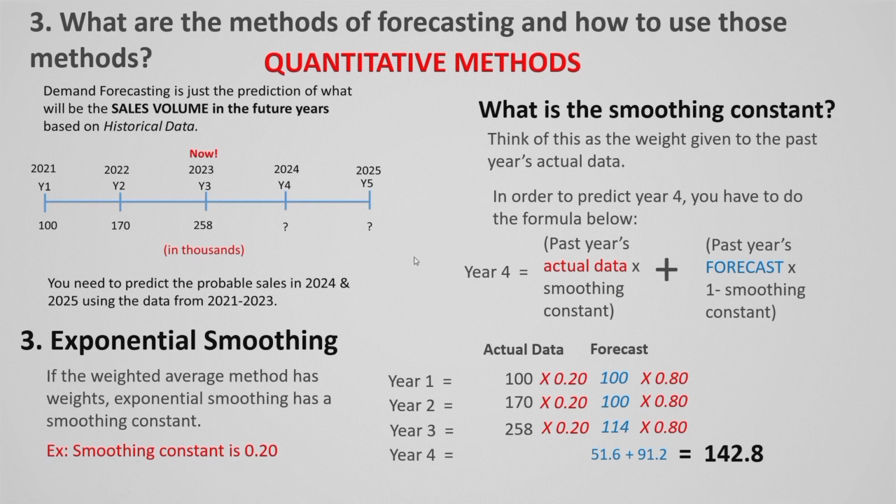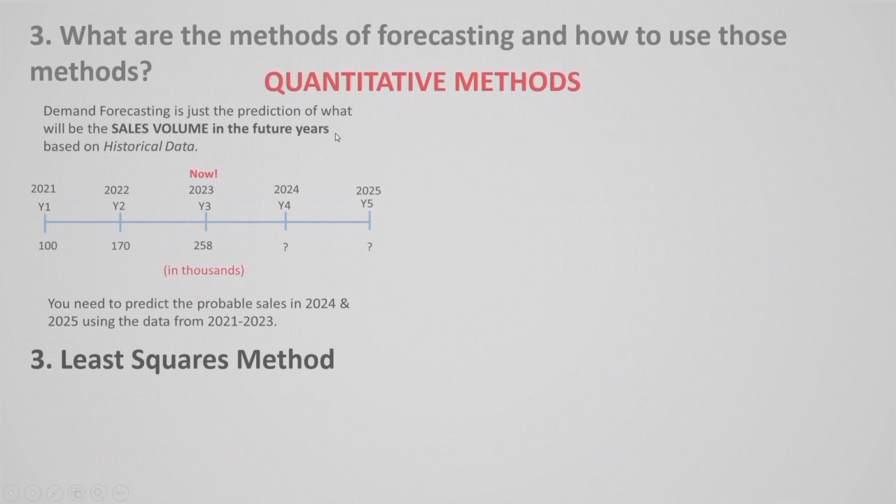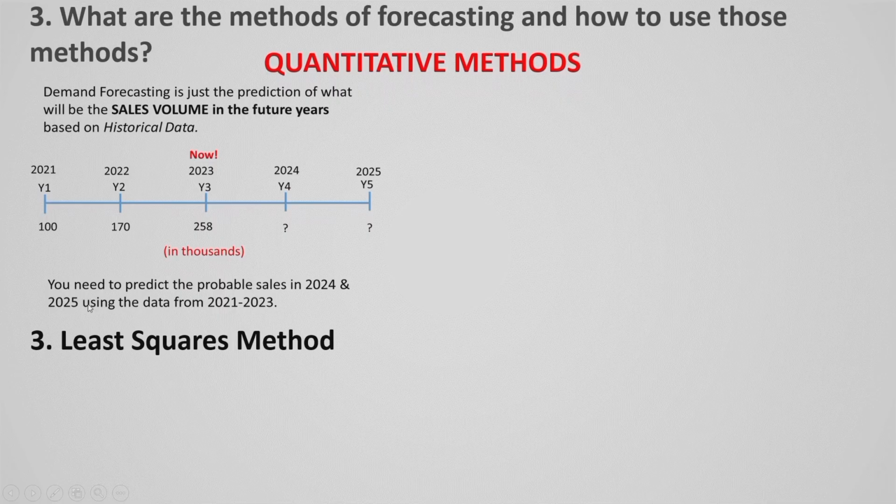Welcome to the last method, which is also the most difficult method of the 4 that I'm going to introduce in this presentation. The last method that we're going to talk about is the least squares method, or the regression analysis. We are still going to use the same problem and forecast the year 4 sales, but now using the least squares method or regression analysis.